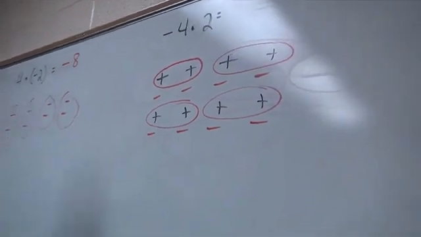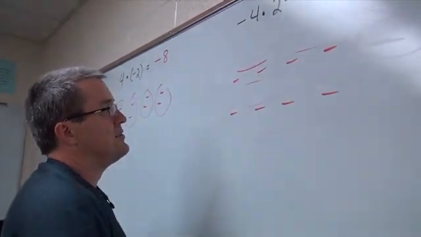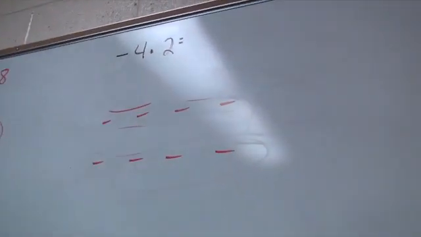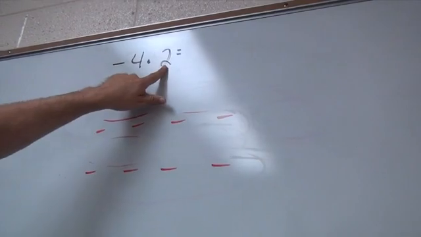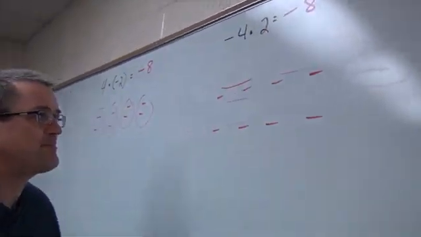Now when I take off all of those positive 2's, 4 copies of positive 2's, what am I left with? I'm just left with the negatives. When you take off the positives, you're going to be left with the negatives, thus the negative 8.